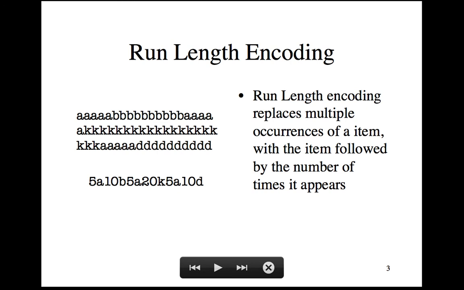If we look at this example here, instead of going A, B, B, B, B, B, B, B, B, B, B, A, we say 5A, 10B, 5A, 20K, 5A, and 10D. So that's much shorter than spelling it out.